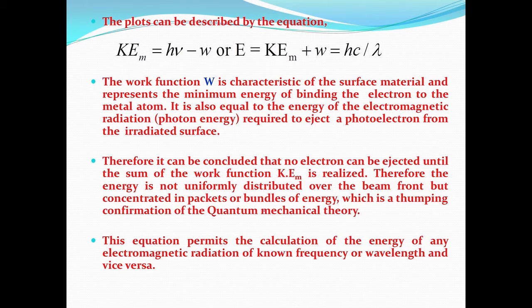Therefore, the energy is not uniformly distributed over the beam front, but it is concentrated in packets or bundles. So, this is a thumping confirmation of quantum mechanical theory. What does it say? The energy difference between two levels is always a constant and it is not continuous. That means, if I keep on supplying energy continuously, you will not see any electric current, but the moment it reaches a particular value and exceeds it, you will start seeing the current.